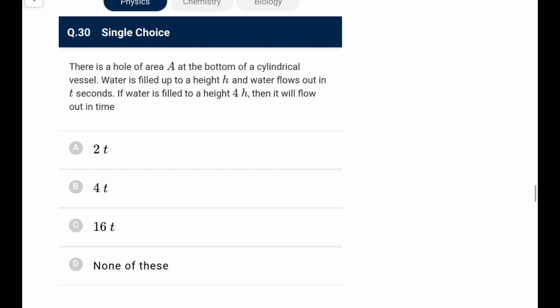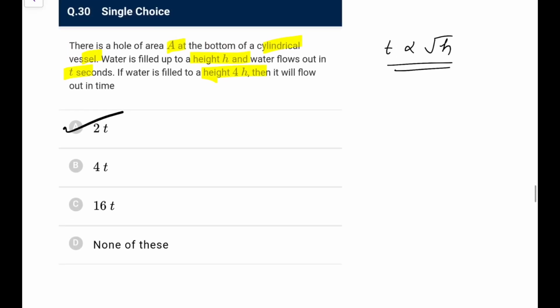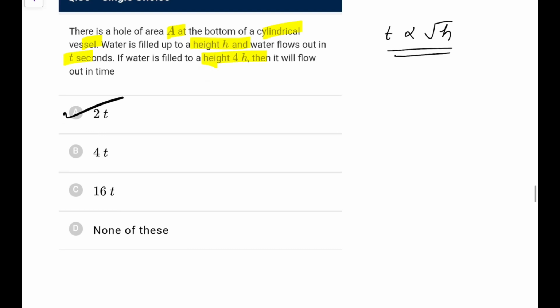There's a hole of area A at the bottom of a cylindrical vessel. Water is filled to a height h and water flows out in time t. If it is filled to 4h, then it will flow out in time this. So just remember this time taken is always, you can say, t is proportional to root h, the height filled. So if height has become 4 times, the time will become 2 times. Just remember this. This would be very, very helpful for you. So the whole formula that comes out, you can remember that, but this is the result that you should remember.